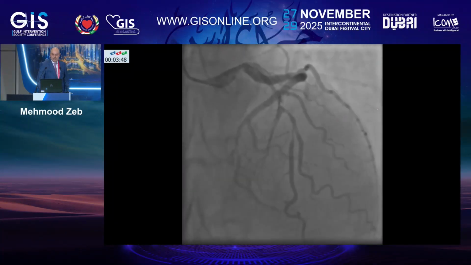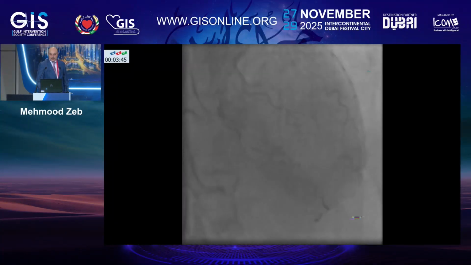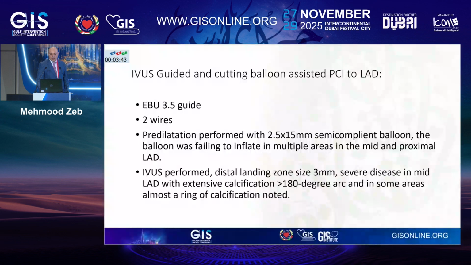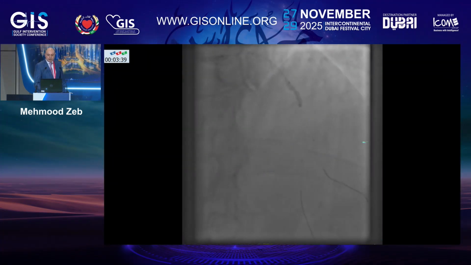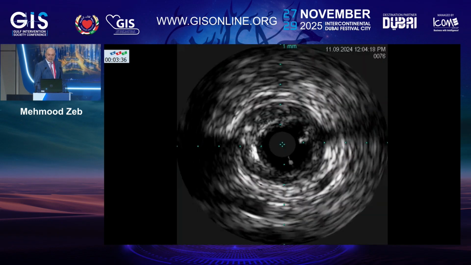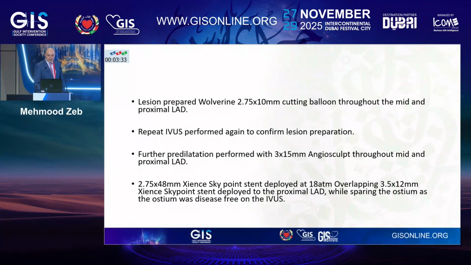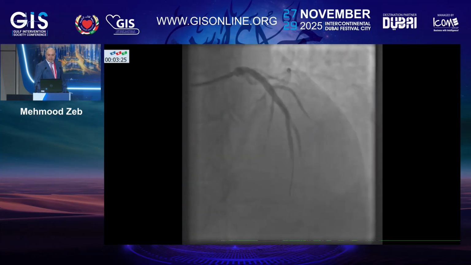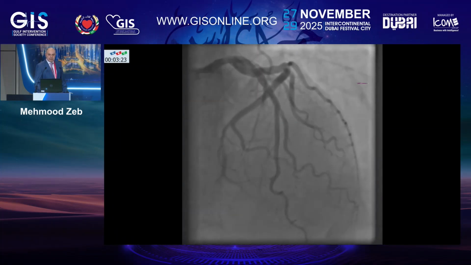I can see lots of calcification and disease there. So here I decided to go with a cutting balloon. This was the non-compliant balloon, which couldn't go up. After the cutting balloon, I did IVUS to ensure the calcium fracture. I used a Wolverine 2.75 by 10 millimeter balloon, and this was the final result.